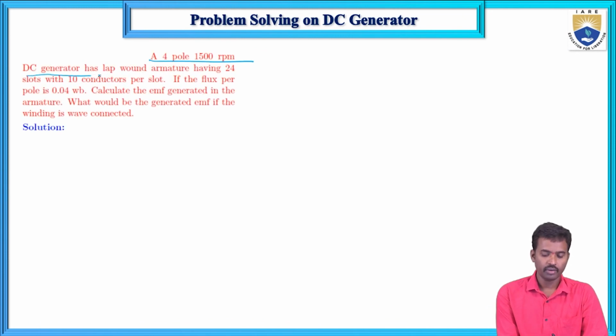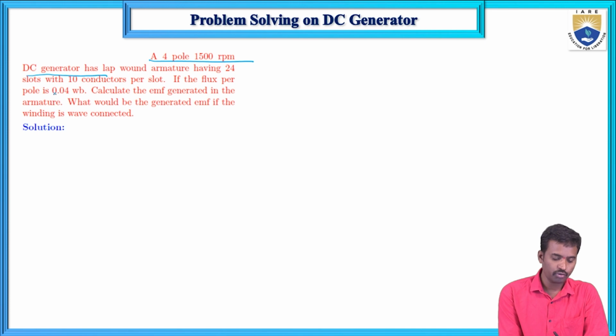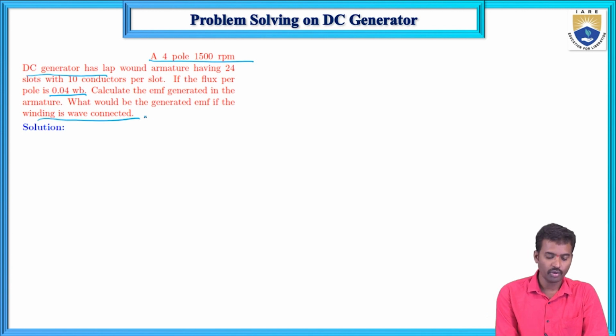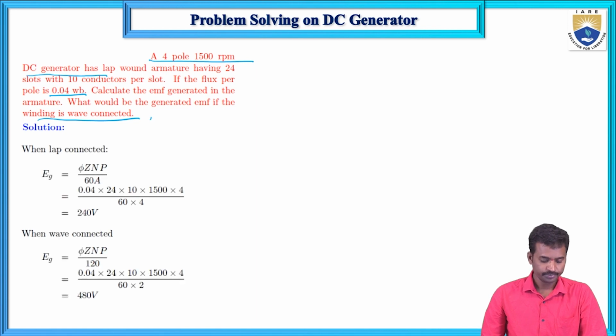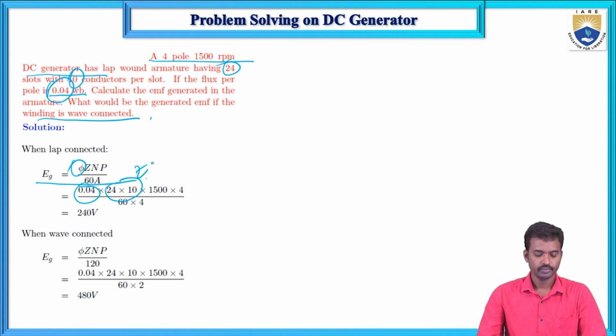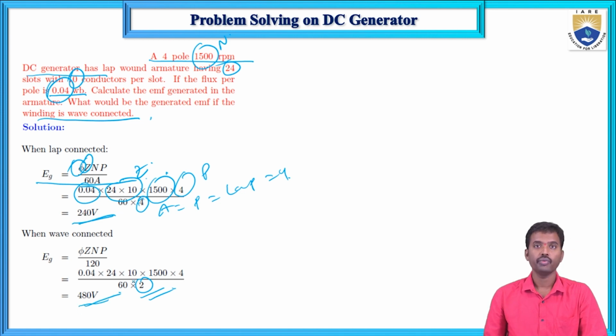Next, a 4-pole 500 rpm DC generator has a lap wound armature having 24 slots with 10 conductors per slot. If the flux per pole is 0.04 webers, calculate the EMF generated in the armature, and what would be the generated EMF if the winding is wave connected. Same thing here, EG equals ZNφ by 60 into P by A. This is the flux φ, the number of conductors is 24 into 10, Z, N is 500 rpm, P is the number of poles, and for lap winding A equals P equals 4. And if it is wave connected, it is 240 volts for lap and 480 volts for wave.